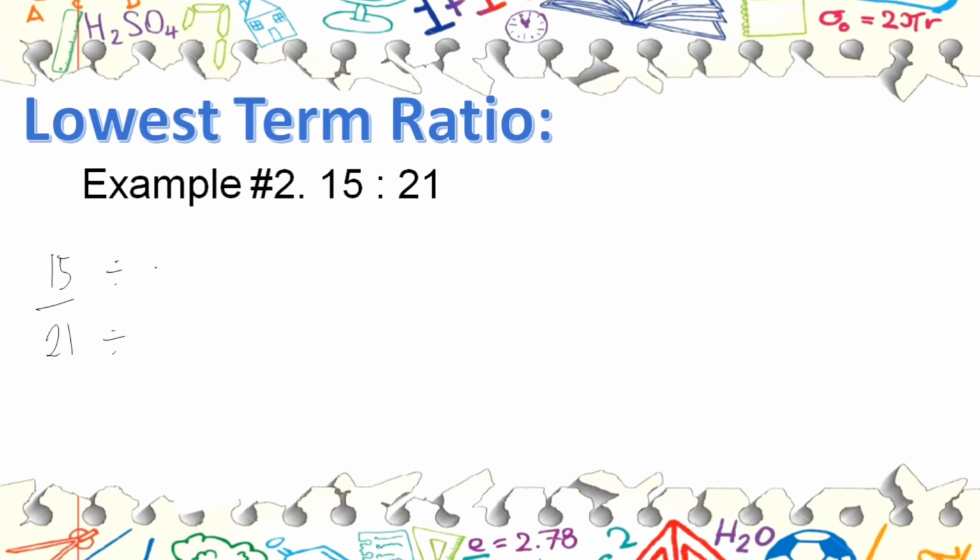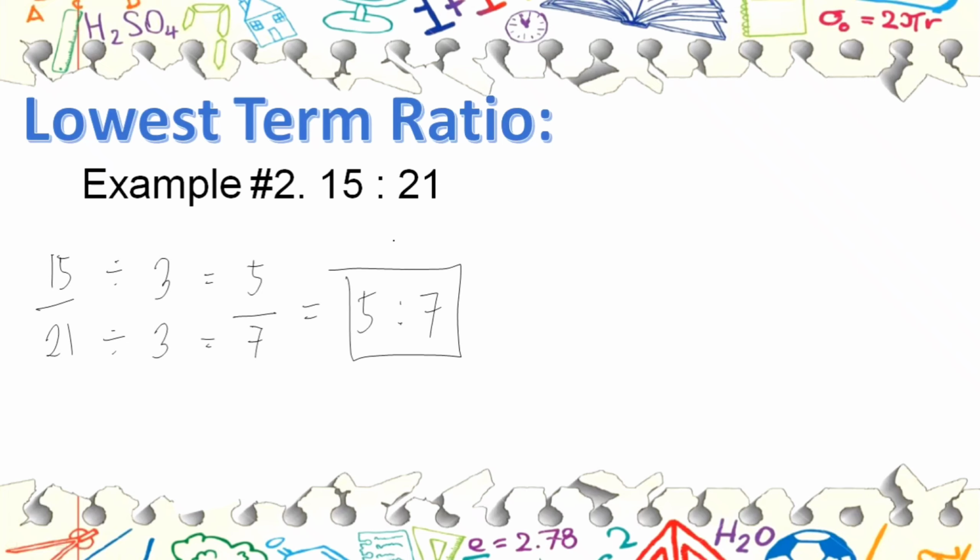And that is 3. So, divide lang natin yan. 15 divided by 3, that is 5. And 21 divided by 3, that is 7. Then fraction bar. So, ang nakuha nating sagot ay 5/7. Ngayon, yung fraction notation na yan, gagawin ulit nating column notation. So, yung 5/7 ay magiging 5:7. And that will become our final answer here.